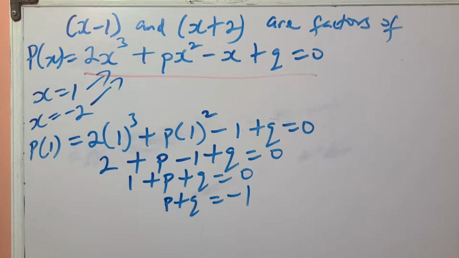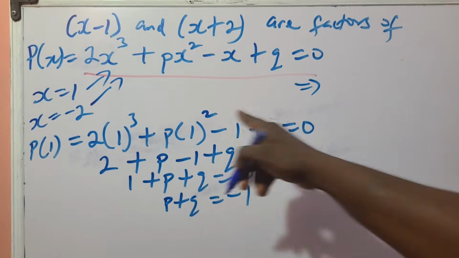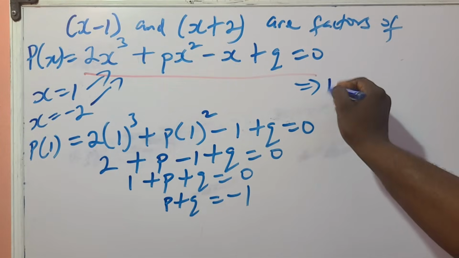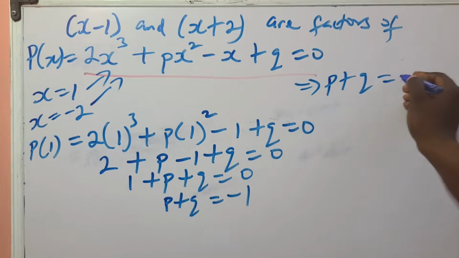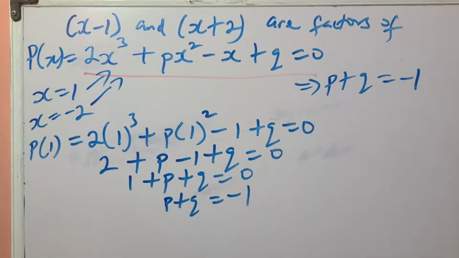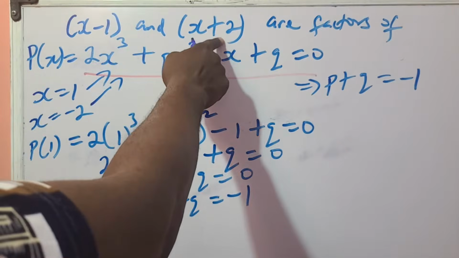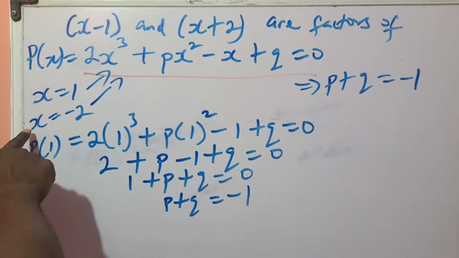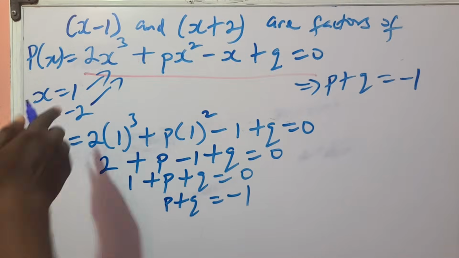All right. So I'm going to put this right here. Let me put this here because I'll be rubbing this off. So let me just put what we got here. P plus q equals to minus 1 was the first expression we got when we fixed in 1 into the polynomial. Now let's go on to solve for when we fixed in the second factor. That's the case for when we fixed in minus 2.